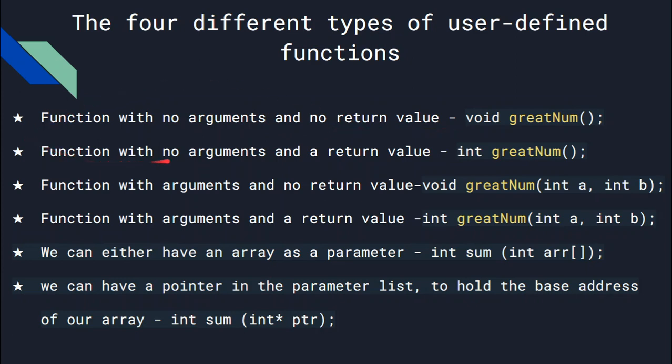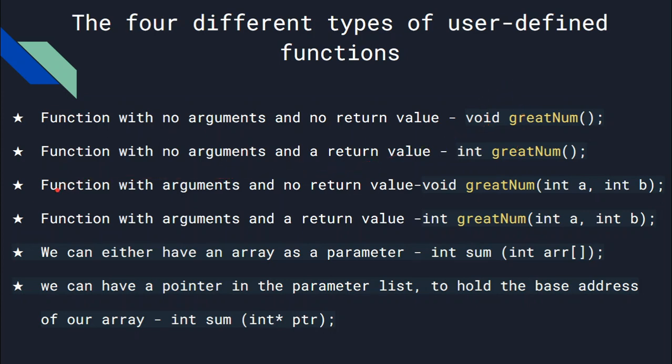Then the second type is no arguments and a return value. That means the function return type is integer, and it may be float or char, whatever type, and there is some return value, but the parameters are null. That means there is a nil parameter, there are no parameters. So it is like int great num, where great num is the function name, with no parameters. Like how you give int main as a function name, that is a built-in function. This is a user defined function.